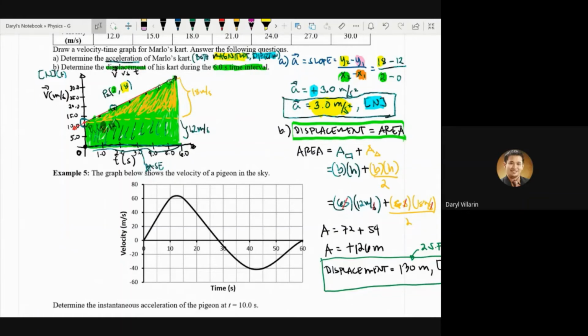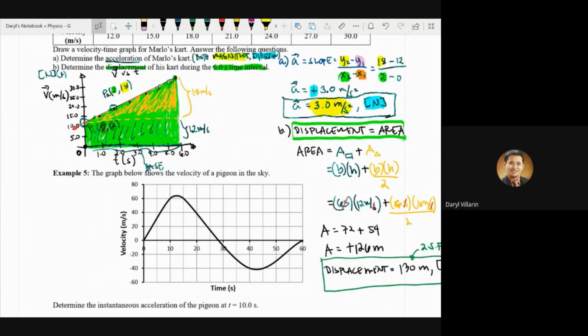So, okay. If there's none, again, if you can see for the displacement, it's just the area. Since you're talking about velocity and time, the figure that you can create in our case will always just be a combination of triangles and rectangles. Just try to remember that triangles have a different way of getting the area, and the rectangle is also different.